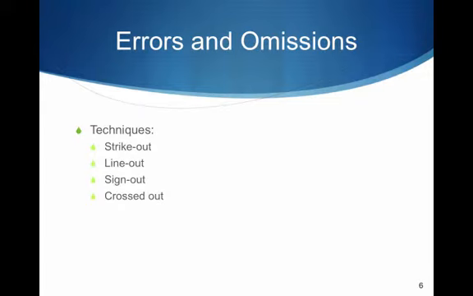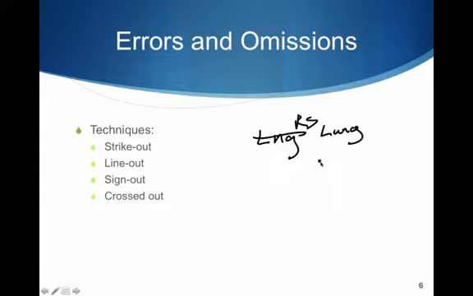Errors or omissions. We should probably just draw a line through any kind of errors. Let's say that I was trying to write the word lung, L-N-G, and I missed the U in there. A good way to do that would be just to strike through it where it's still legible, initial it, and go on.